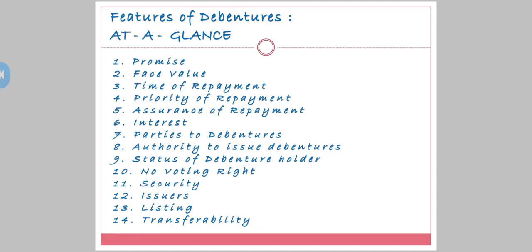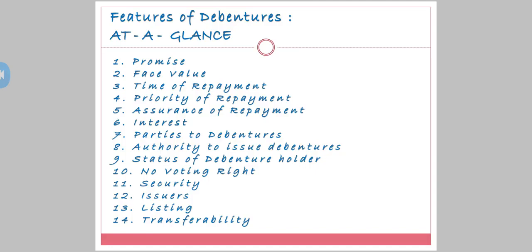The 13th one, listing. The company has to list its debentures in any one of the recognized stock exchanges. You can write example as Bombay Stock Exchange or National Stock Exchange. And the last one, 14th one, is transferability. Through any of the instrument of transfer, the XYZ person can transfer the debenture to the other person. Transferability is very easy. So here we come to an end with features of debenture.